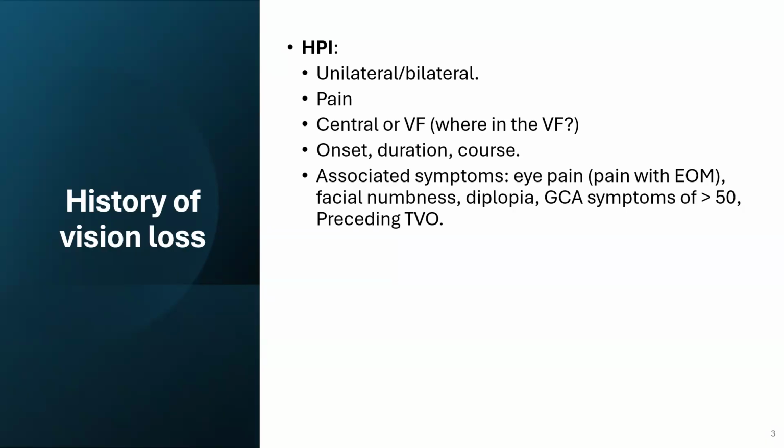Are there any associated symptoms? Is there any eye pain or pain with eye movement, which is a characteristic of optic neuritis? Were there any other neurological symptoms like facial numbness or diplopia? If the patient is more than 50, ask about giant cell arteritis symptoms. Was there any transient visual loss before the permanent visual loss, which might indicate GCA?